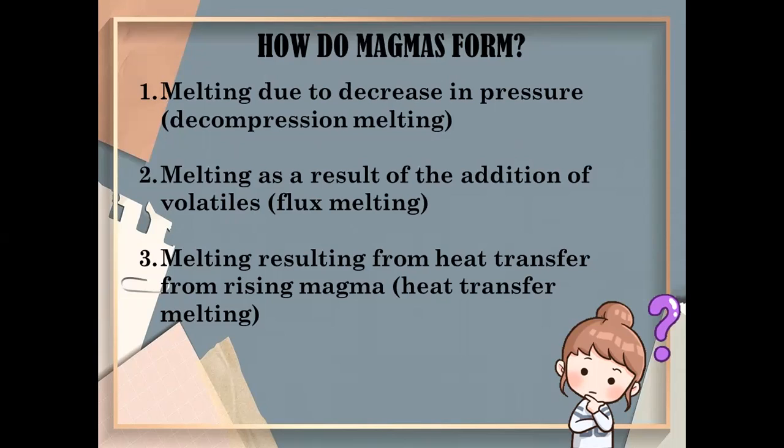Number 2, melting as a result of addition of volatiles, or flux melting. When volatiles mix with hot, dry rock, the volatiles decrease the rock's melting point and they help break the chemical bonds in the rock to allow melting.